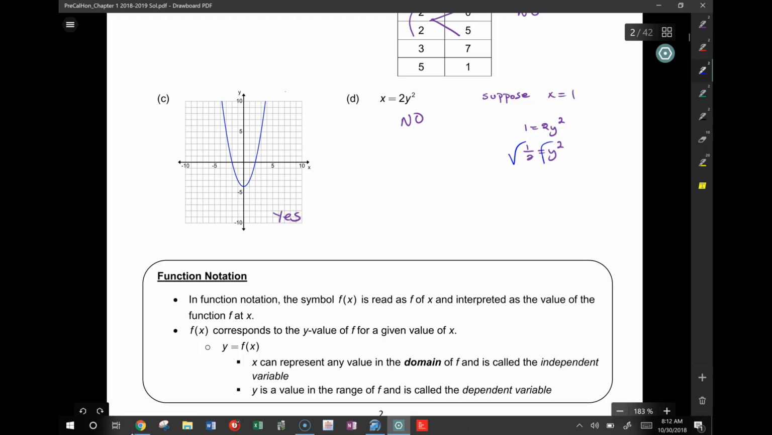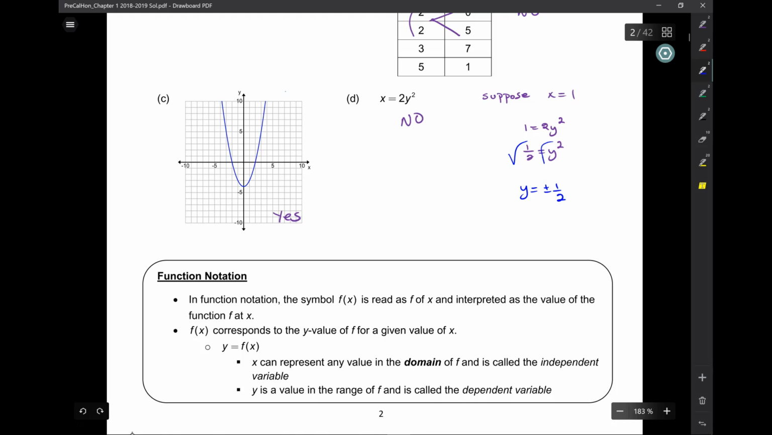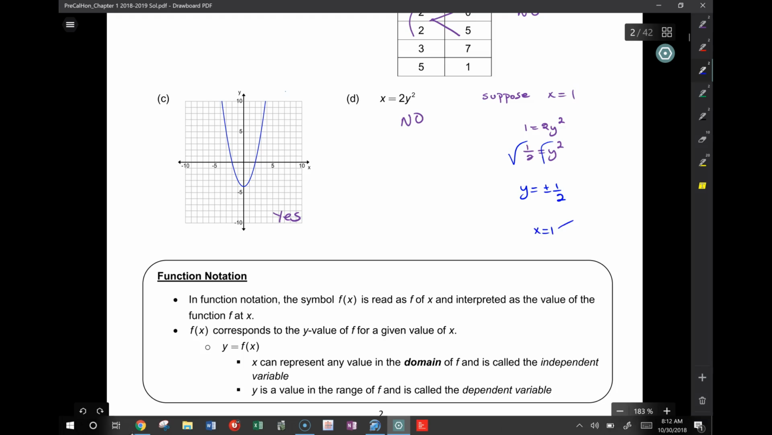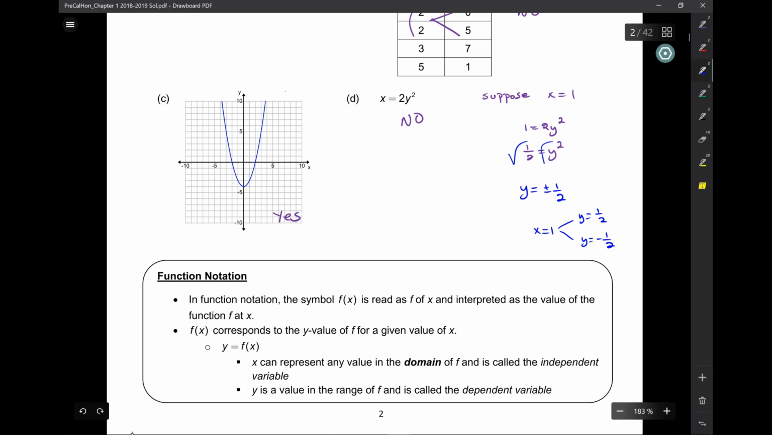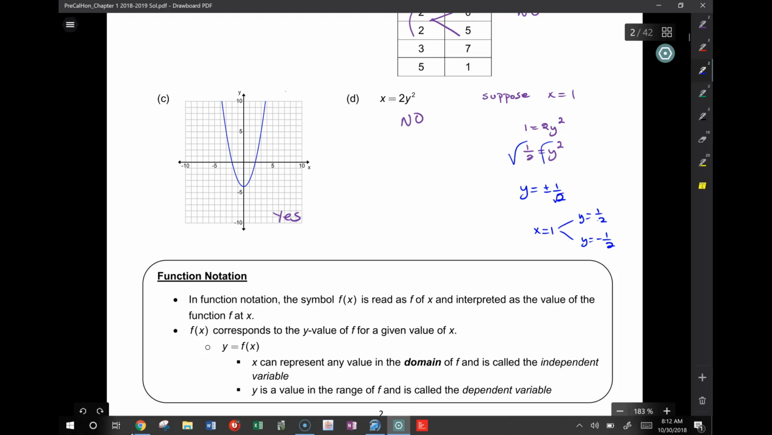Right, when you take a square root, y is plus or minus 1/2. So when x is 1, you have 2 y values. Right, x equals 1, you have 2 y values, so that means it's not a function. But let's say it wasn't y squared, then would it be?